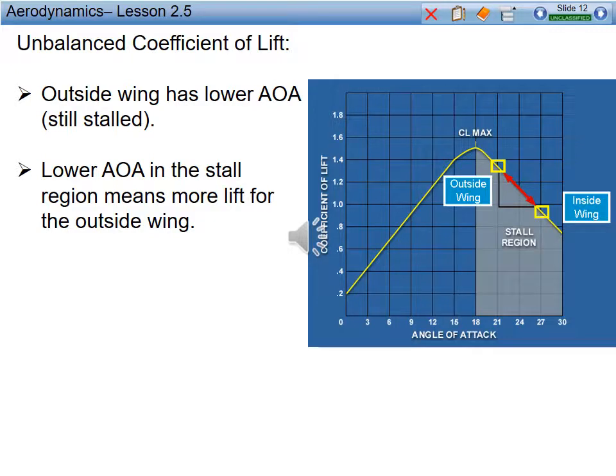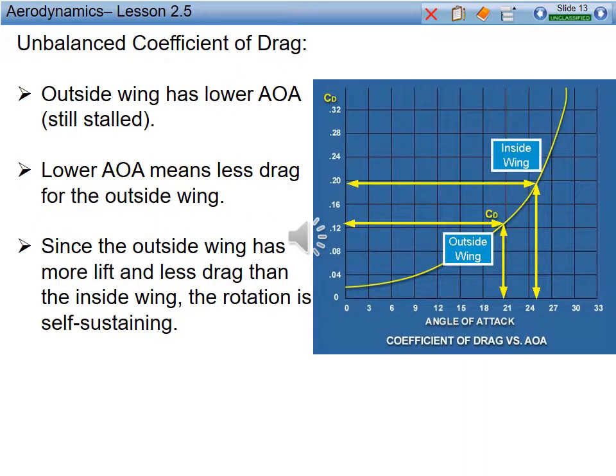Slide 12, unbalanced coefficient of lift. Outside wing has a lower AOA. It's still stalled. Therefore, the lower AOA in stall region means more lift for the outside wing. Therefore, we get asymmetric lift. It's this unbalanced coefficient of lift as well as the unbalanced coefficient of drag that creates asymmetric lift and drag, which therefore creates a self-propagating spin as we enter into that maneuver.